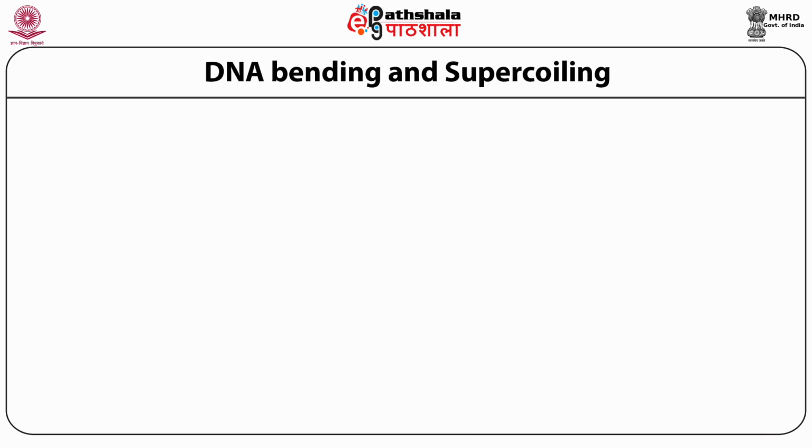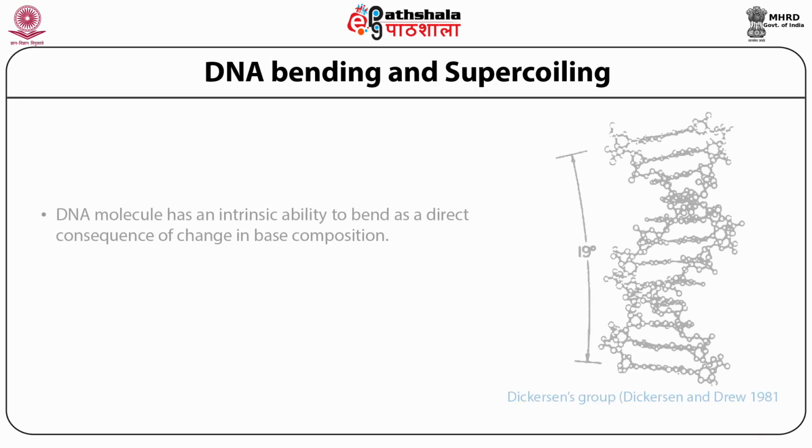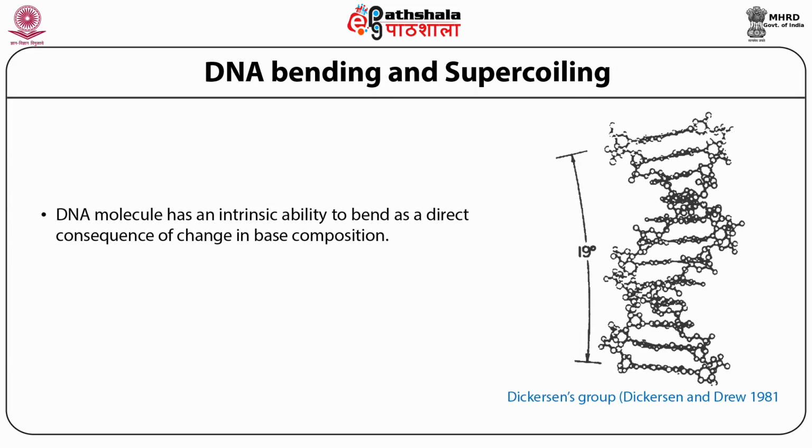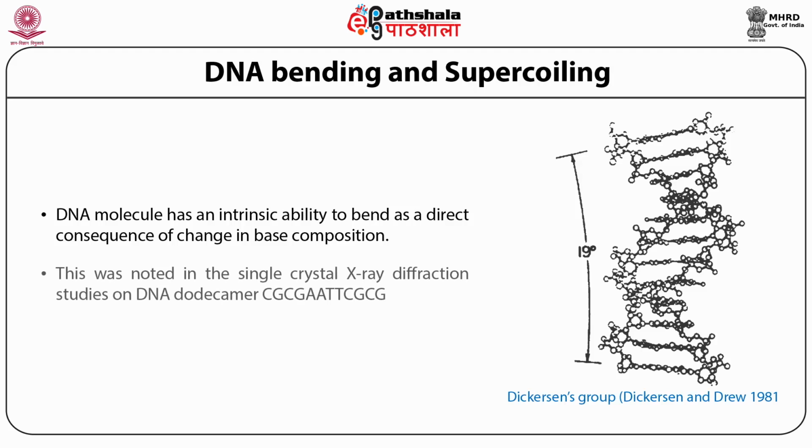DNA bending and supercoiling. As seen earlier, the DNA molecule has an intrinsic ability to bend as a direct consequence of change in the base composition. This was shown in the X-ray structure of a DNA sequence CG, CG, AA, TT, CG, CG by Dickerson's group, where the DNA molecule showed bending of 19 degrees.